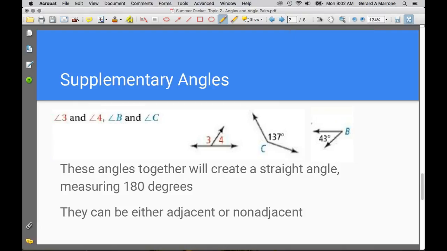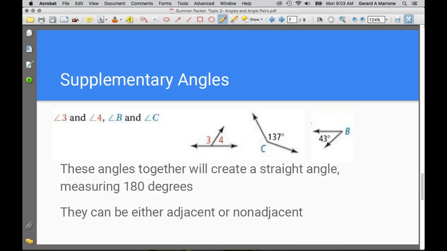We now have supplementary angles. They're very similar to complementary. Together they create a straight angle, or a 180 degree angle. Once again, they can either be adjacent, like you see in angles 3 and 4, or non-adjacent, as you see in angles B and C. They can work either way. A good way to remember this is that for complementary and supplementary, C comes before S in the alphabet, and 90 comes before 180 when you're counting up. So C goes with 90, and S goes with 180.